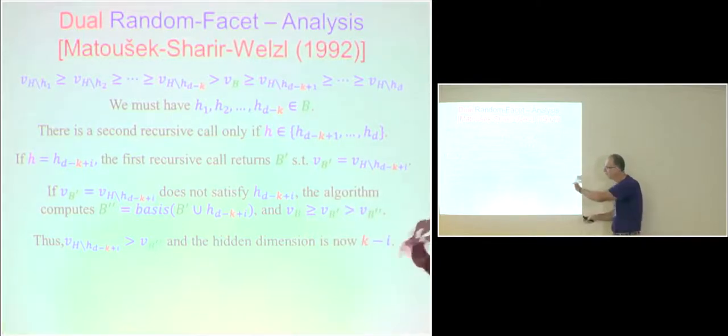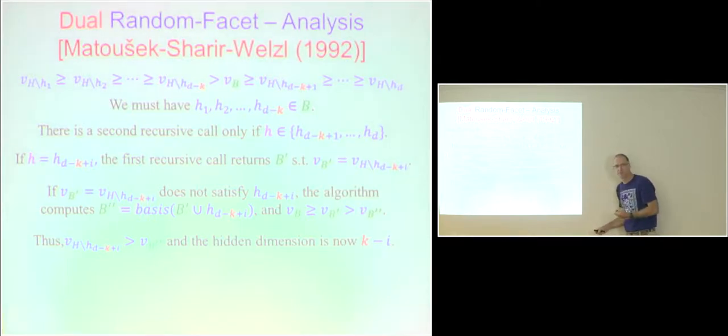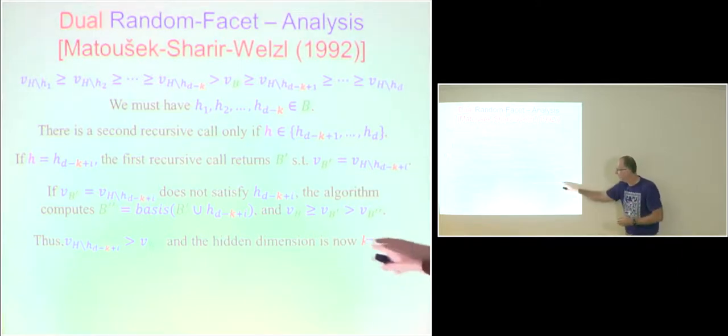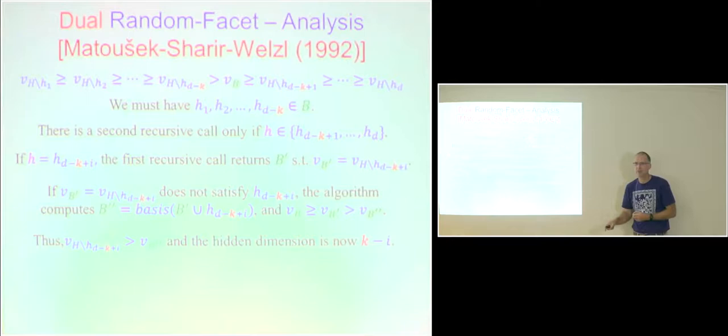Now, suppose that you believe me. The claim we just need to take from this is that when there is a second recursive call, if before the second recursive call the hidden dimension was k, after the second recursive call the hidden dimension is k minus I. And how is I distributed? It's uniformly distributed between 1 and k, right?